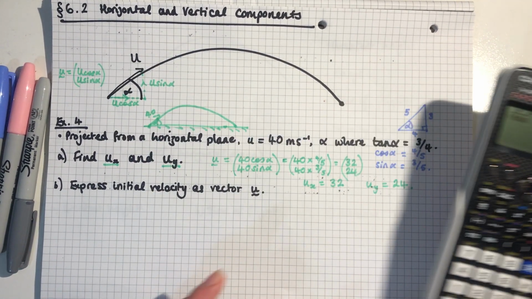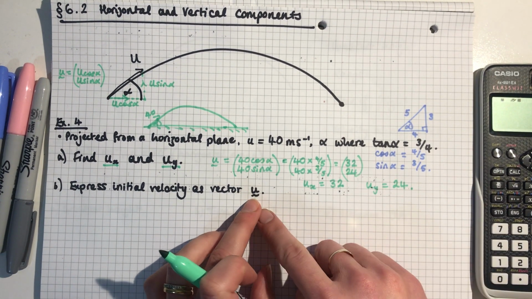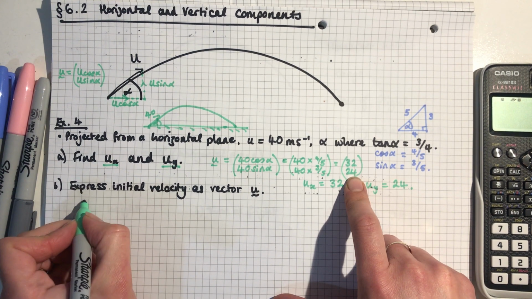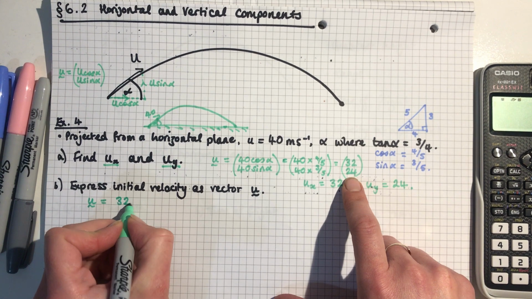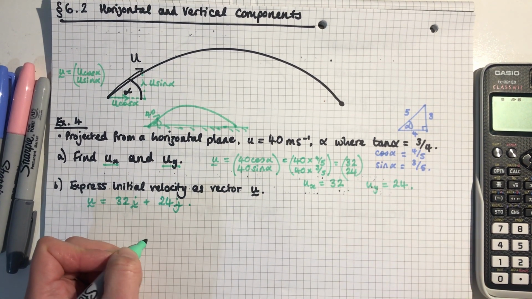So we can see what's going on now. We've got to express our initial velocity as a vector u. I've already done that, 32, 24, but the question actually asks me to do it using ij notation. So it's 32i plus 24j.